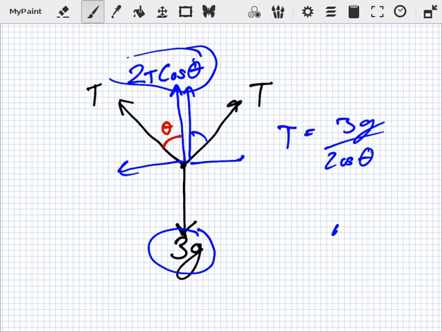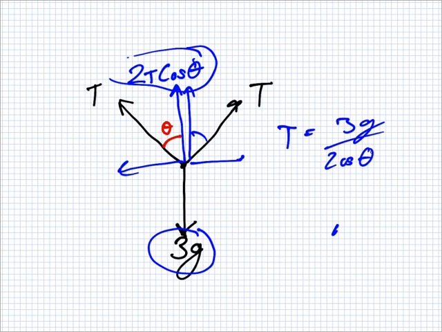Now if you look at the picture, you can work out what the theta is. It's sine inverse 0.7 over 0.8. So in fact the theta is 61 degrees about. So if I do 2 times cos of the theta, and then it's 3G divided by that, I got my T is 30.4 Newton.